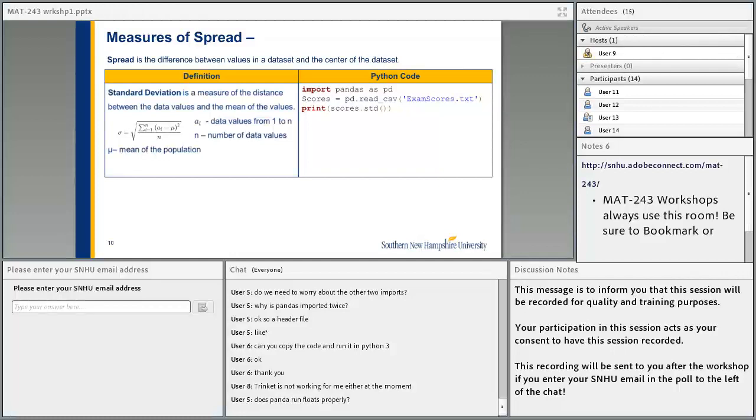So standard deviation is a measure of the distance between the data values and the mean of the values. There's a formula. Standard deviation of a population is given by sigma. Sigma equals square root of summation i equals 1 through n, (a_i minus mu) squared over n. a_i is your individual values in your data set. Mu is the mean of the data set.